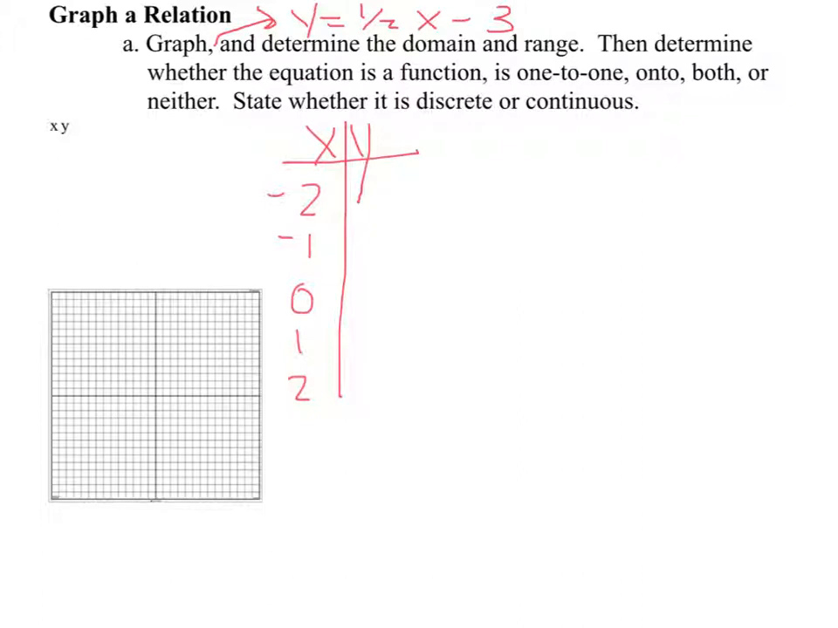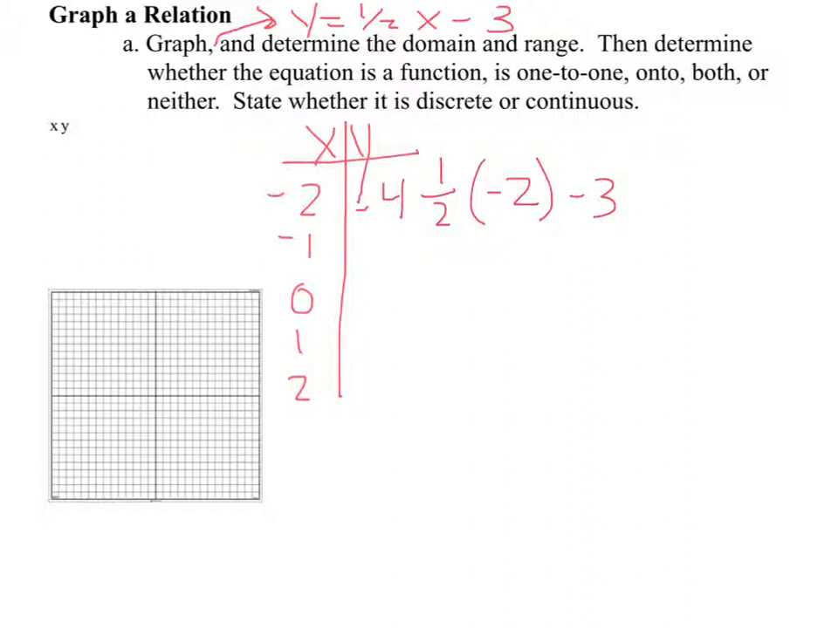Now let's look at graphing relations. In example A, it should say to graph y equals 1/2 x minus 3. So what I'm going to have you do is create a t-chart. Very standard values for us to use are -2, -1, 0, 1, and 2. That's going to give us a good idea of what the graph is going to look like. To get those y values, remember we're plugging our x into the equation. So for the first one, we'd have 1/2 times -2 minus 3. So -2 times 1/2 is -1, and -1 minus 3 is -4.